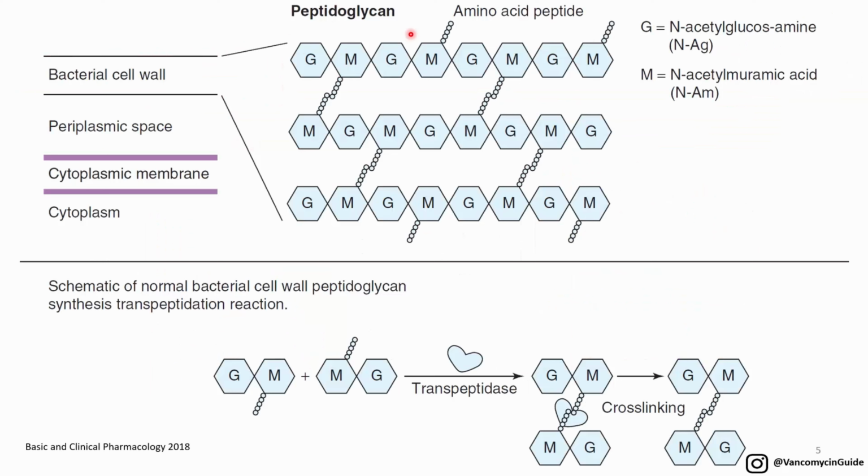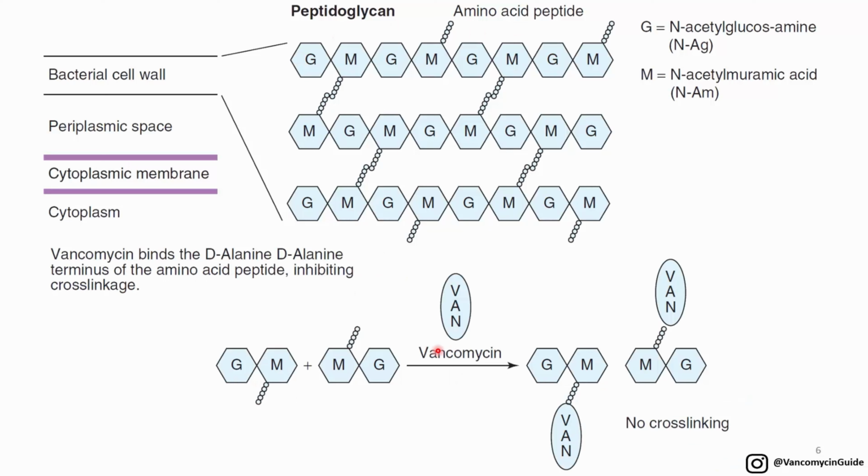Here's what the peptidoglycan looks like. Note that this is a mesh of basically building blocks of the peptidoglycan. Those building blocks are basically G and M, so N-acetylglucosamine and N-acetylmuramic acid. And the way that this peptidoglycan mesh is formed is that these building blocks will actually cross-link with each other, and overall it will create this mesh. What vancomycin does is that it will actually bind to these building blocks, and when it binds to these building blocks, it actually inhibits cross-linking. So because there will be no cross-linking, because vancomycin inhibits that, then there will be no peptidoglycan layer formed.